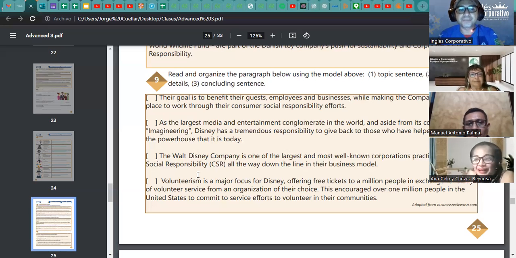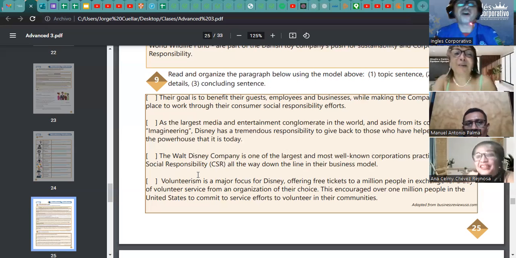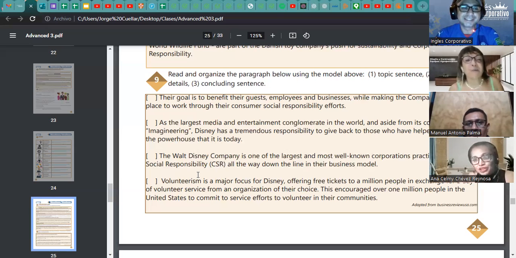Yes, but for example, the concluding sentence is easier when the final paragraph is the conclusion. It's more evident. Oh yeah, that is going to be very easy. But finally, yeah. This is a conclusion.